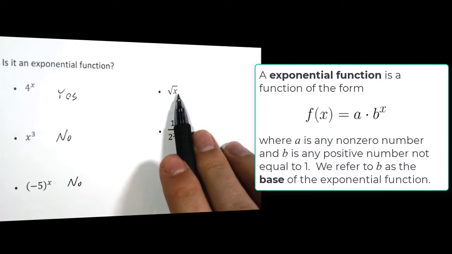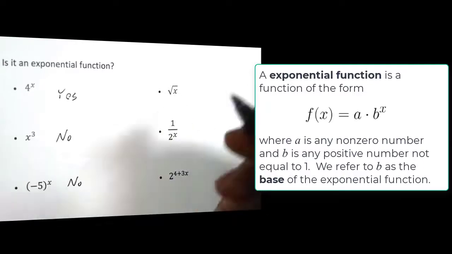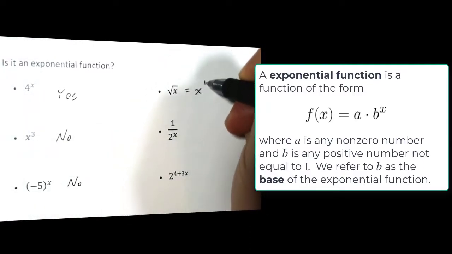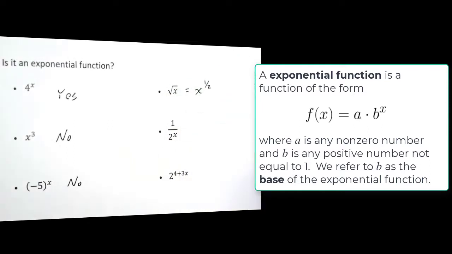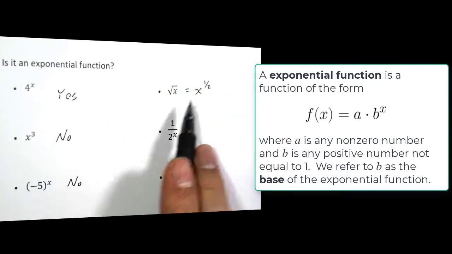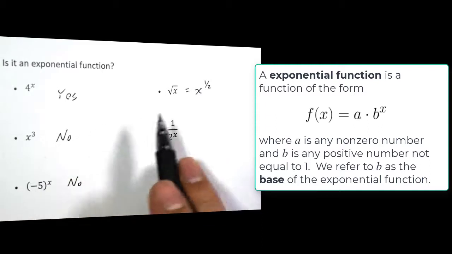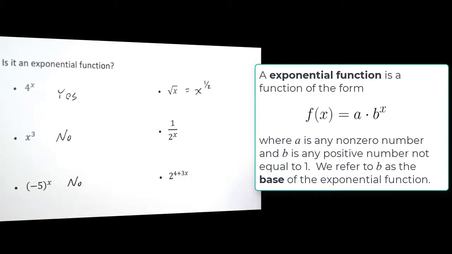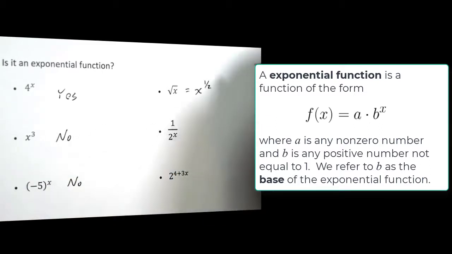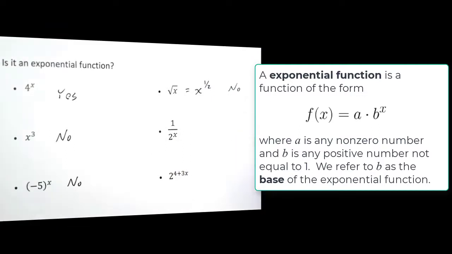What about this guy over here, square root of x? Well, I know I can write this as x to the 1/2, but now I see I have the same problem as I had over here, right? The x needs to be in the exponent for this to be an exponential function, and that is not the case here.